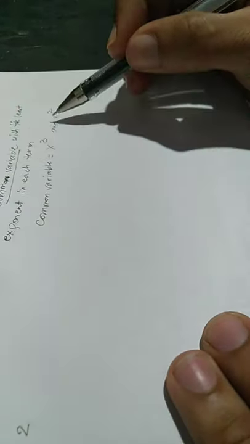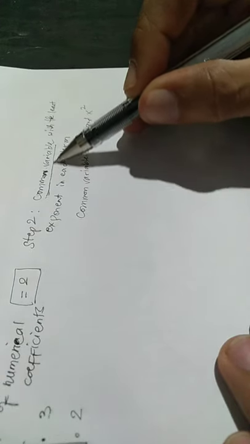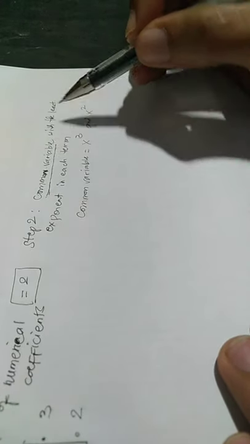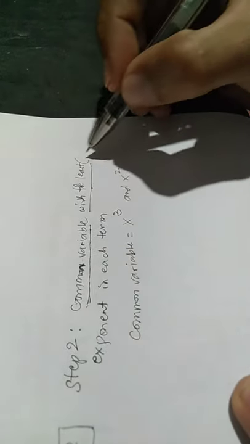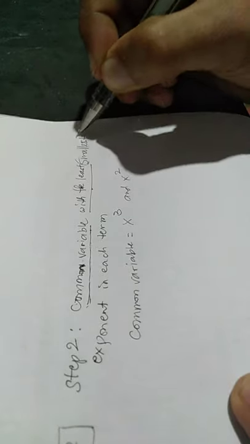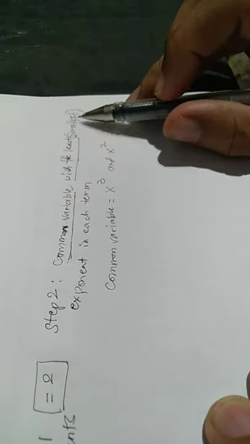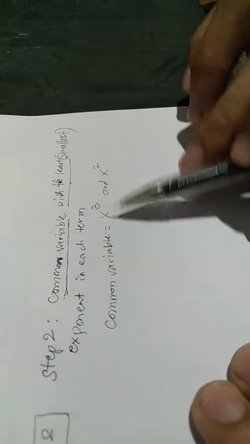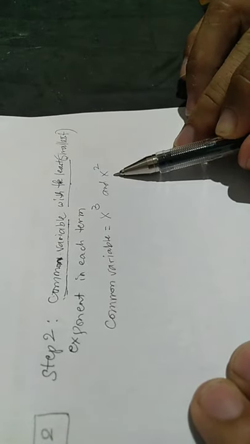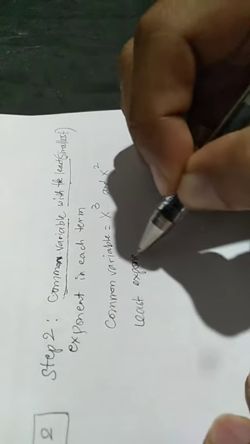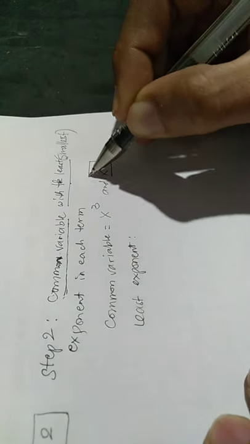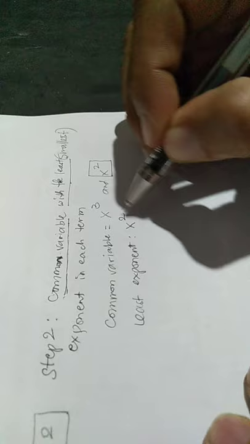Then, we have already our common variable, we need also to determine the least, or the smallest, exponent in each term. So in these two, which is the least exponent? The least exponent here, very obvious, is x squared.